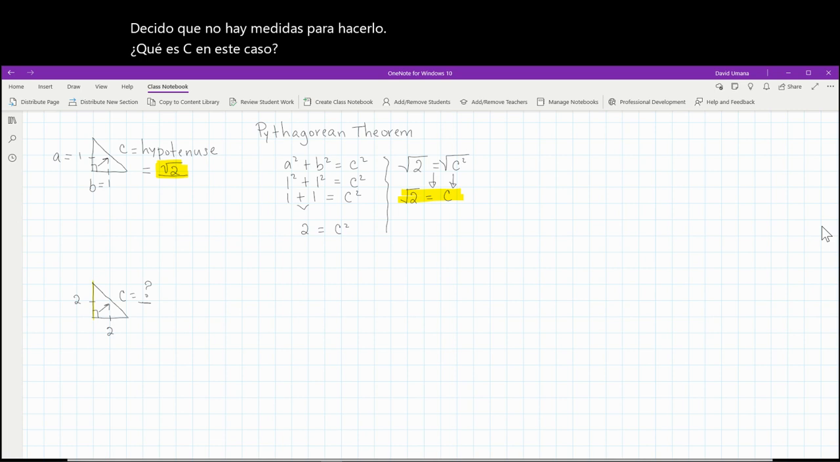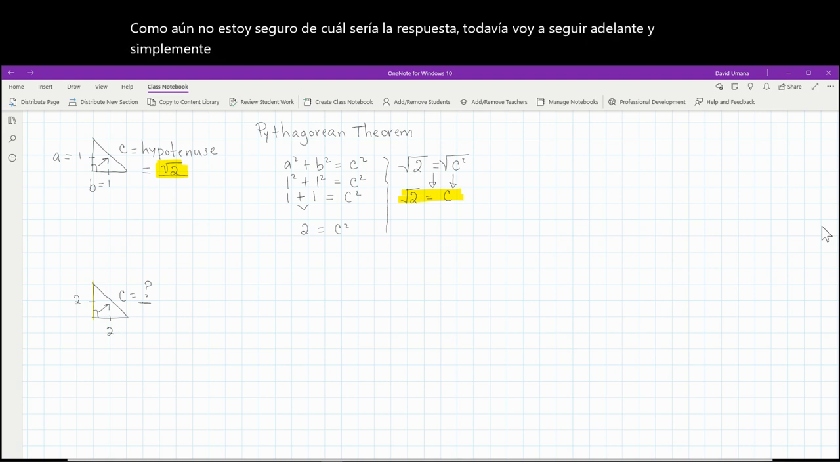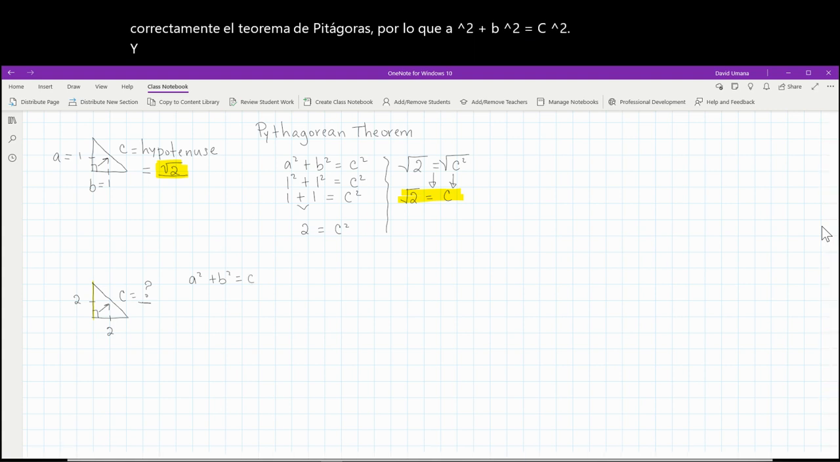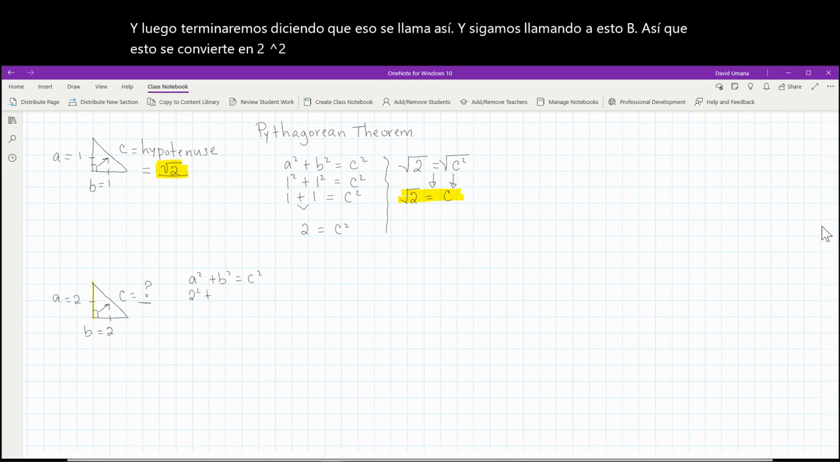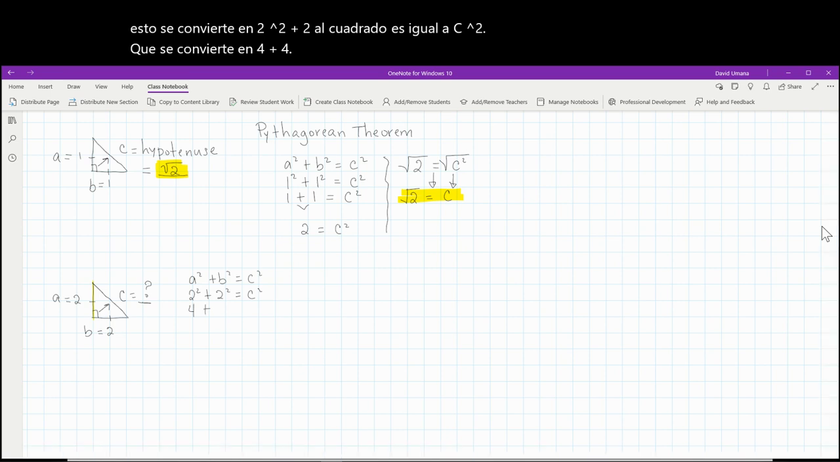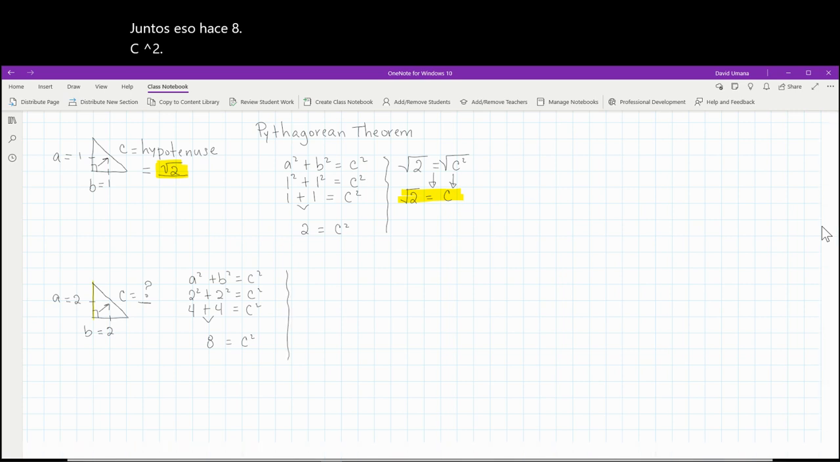Well, since I'm not sure what the answer will be yet, I'm still going to go ahead and just properly apply the Pythagorean theorem. So a squared plus b squared equals c squared. And I will end up saying that, let's call this a, and let's continue to call this b. So this turns into 2 squared plus 2 squared is equal to c squared, which becomes 4 plus 4. Together, that makes 8 equals c squared. I can actually break this apart. So c squared, take the square root of both sides.